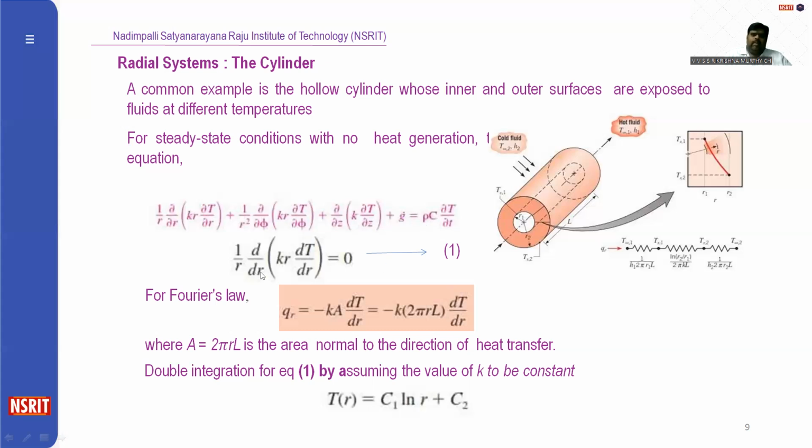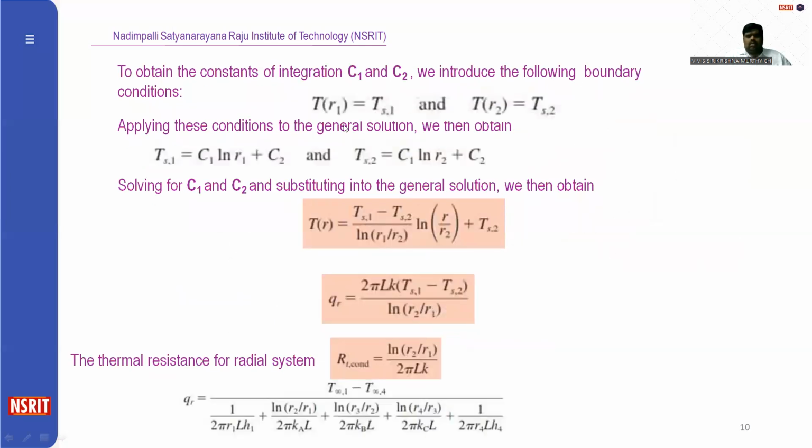So 1 by r into d by dr of (k r dT by dr) is equal to 0. By taking two integrations, I can get the temperature T of r is equal to C1 ln r plus C2. The first integration gives d by dr of (k r dT by dr), and with further integration it will be minus 1 by r, so it will be ln of r. For the boundary conditions, I assume at r1 radius the temperature is Ts1, and at the r2 radius the temperature is Ts2.